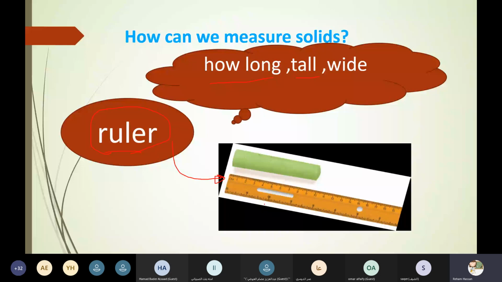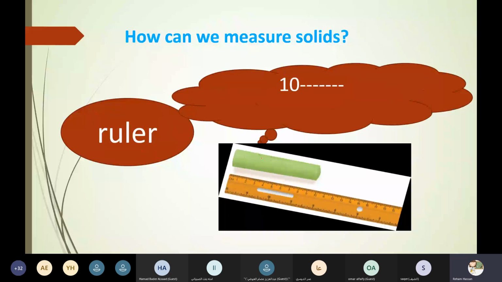Okay, how? Look, this is a chalk. How can we measure this chalk? Look, this chalk, it's about 10 centimeters, okay.